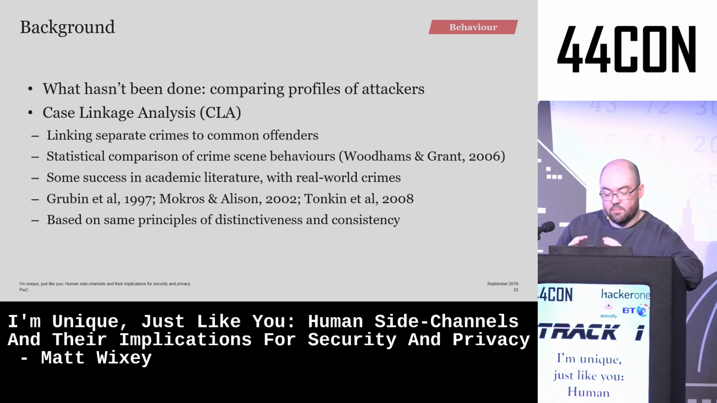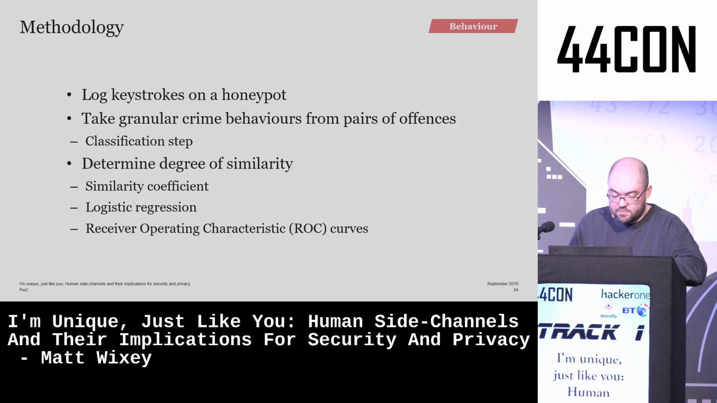You end up with a very fine-grained list of behaviors. And you then compare those to the behaviors from another crime to see how likely it is that the same offender committed both. So there's been some success in academic literature with applying CLA to real-world crimes, to things like homicide and arson and sexual offences and robbery and burglary and lots of others. And it's based on these same principles I mentioned at the start and the same principles that underpin forensic linguistics, which is that people have distinctive yet consistent ways of doing things. And that applies to offenders as much as it does to anyone else.